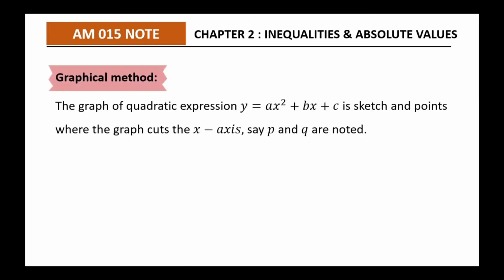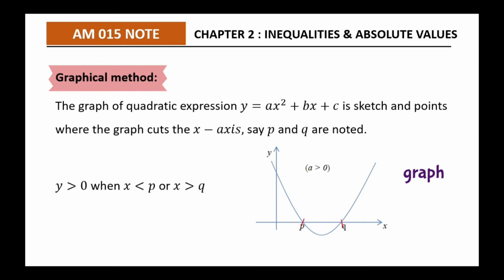Graphical method: the graph of the quadratic expression y = ax² + bx + c is sketched and the points where the graph cuts the x-axis, say p and q, are known. Okay, this is a quadratic graph, a smile, for a greater than 0, cutting the x-axis at p and q. y is greater than 0 when x is less than p or x is greater than q.